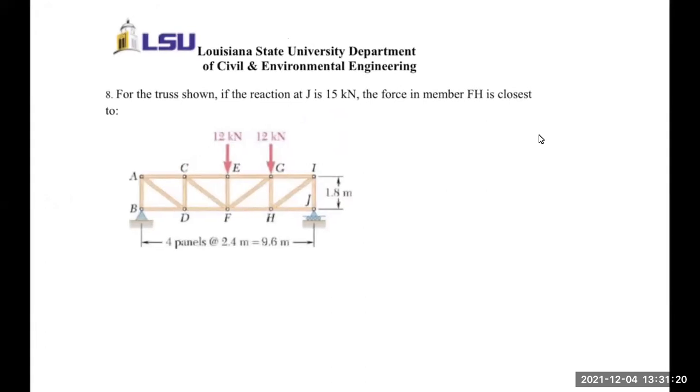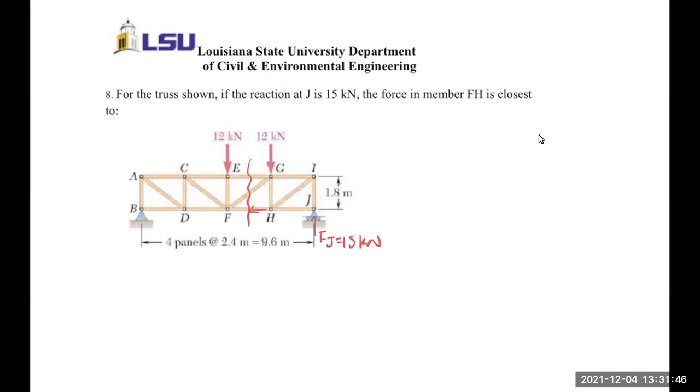Okay, so problem A is asking: for the truss shown, if the reaction at J is 15 kilonewtons, the force in member FH is closest to what? Okay, so we know that FJ is equal to 15. Okay, and this is a method of sections problem. Then we need to find out what FH is. So let's call this section right here, depending on what FH is.